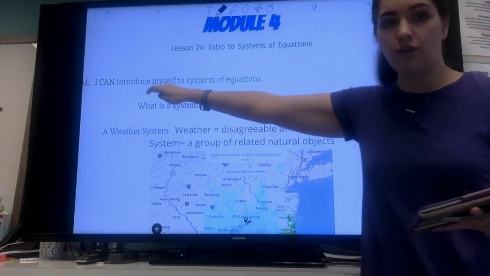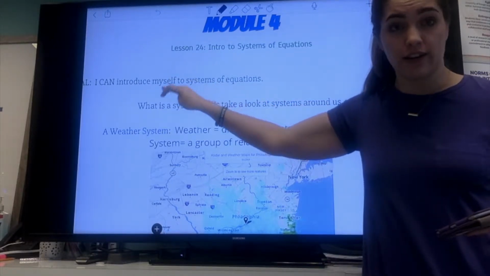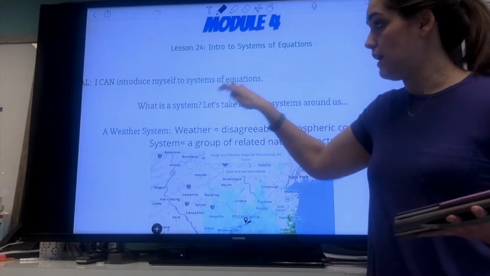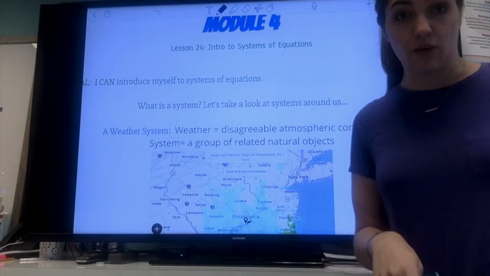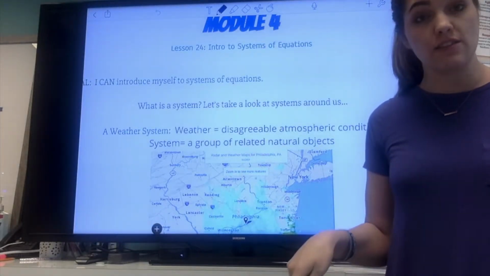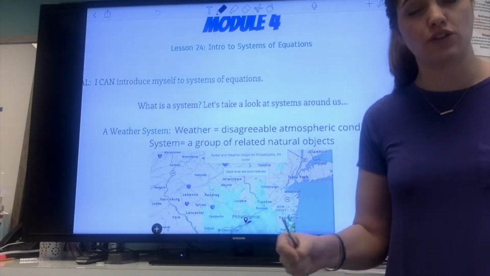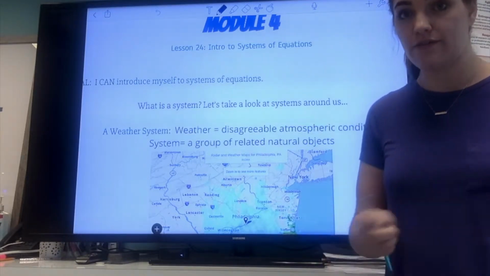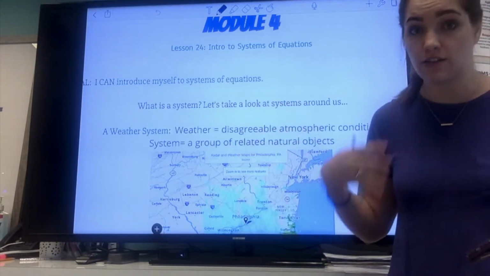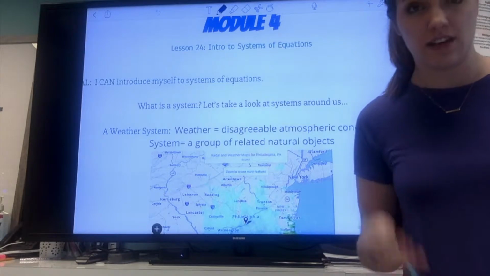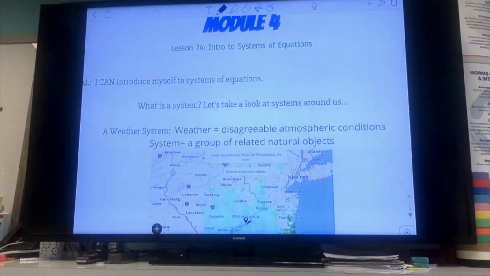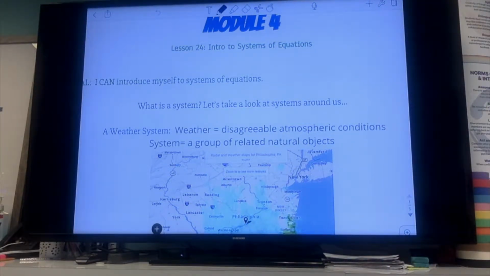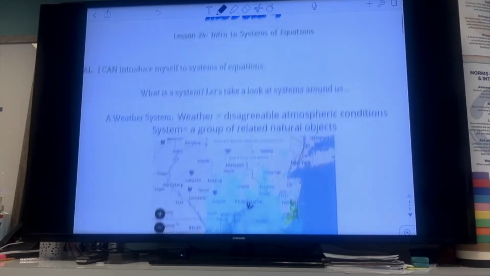Now, our goal for today really is just an introduction. I can introduce myself to systems of equations. Tomorrow in lesson 25 is when we'll actually start solving. We're going to solve on a graph. But for today, just an introduction to help us start to see what a system would look like. So I'm going to continue to teach through this lesson, pause a couple times for practice, and then you'll be on your own to practice as well.